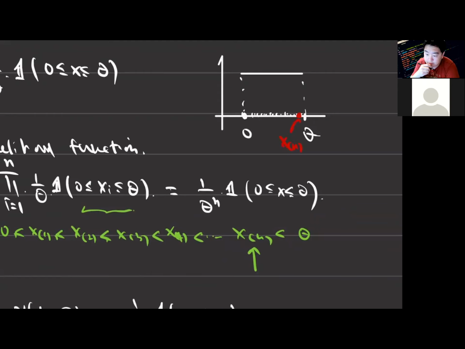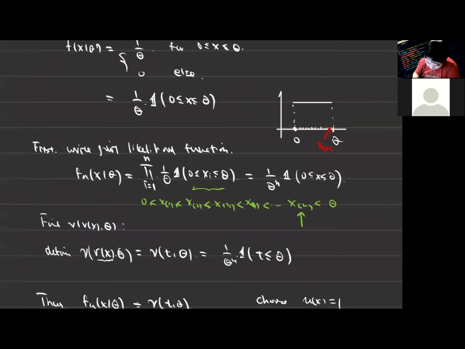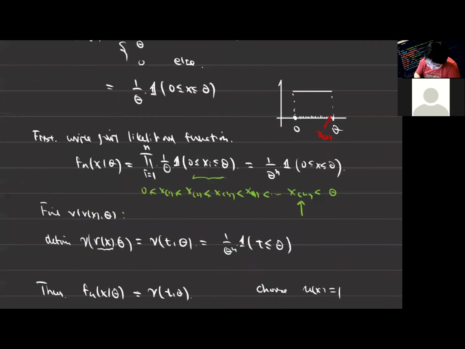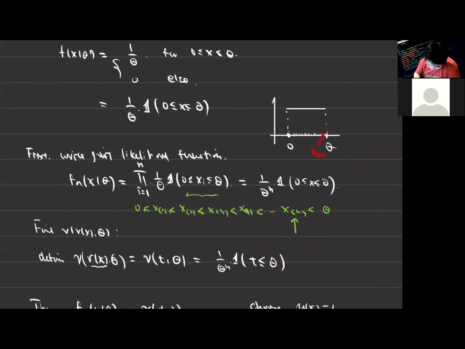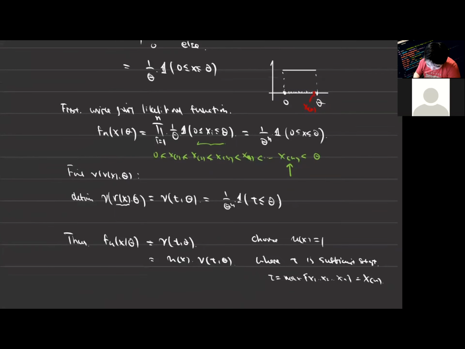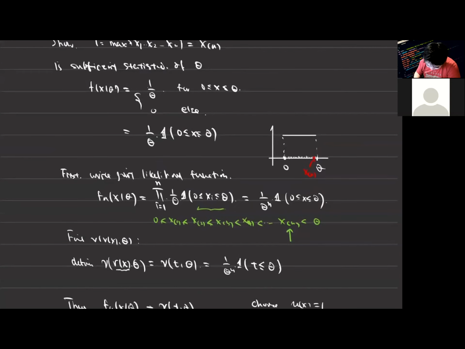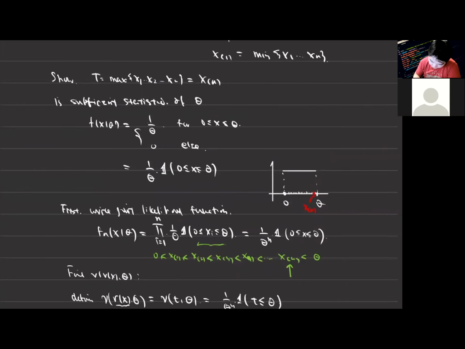Make sense? So questions about this part. That's kind of like the essence of the problem. That's why the problem says show that x order n is your sufficient statistic. That's the problem here. Good? Give a thumbs up if you're good. Awesome.